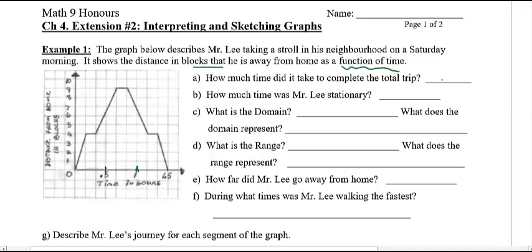How much time did it take to complete the total trip? So total trip would mean leaving home and coming back home. You'd be starting here and ending at 1.5 hours. 1.5 hours.